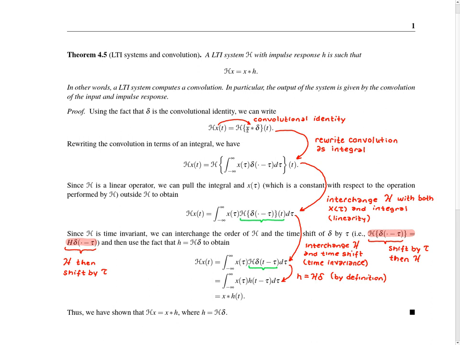The next thing we're going to do is we're going to take our star notation for convolution here, and we're going to rewrite it as a convolution integral. So going from this line to the next line, all we've done is we've just rewritten things in terms of an integral.